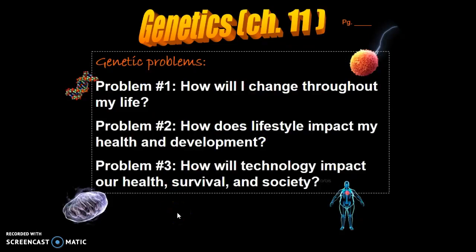All right, here are our problems or guiding questions that lead us through chapter 11. Some are the same as in chapter 10. Problem number 1, how will I change throughout my life? As we learn about how DNA creates the body, we will understand also how throughout our entire life, DNA behaves differently at different times, and it is used in different ways at different times for different cells of the body. Problem number 2 is, how does lifestyle impact my health and development?